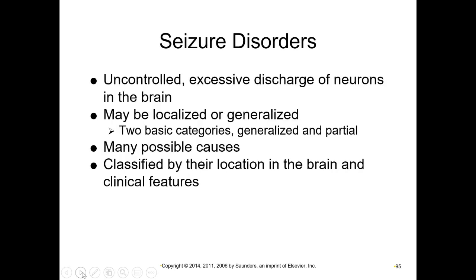And then there are seizure disorders. Uncontrolled excessive discharge of neurons in the brain is called seizures. They can be localized or generalized. There are two basic categories, generalized and partial. Lots of different causes. I told you about my brother who has seizures, and he has both kinds. They're classified by their location in the brain and clinical features.